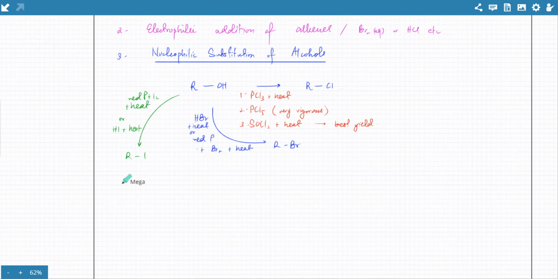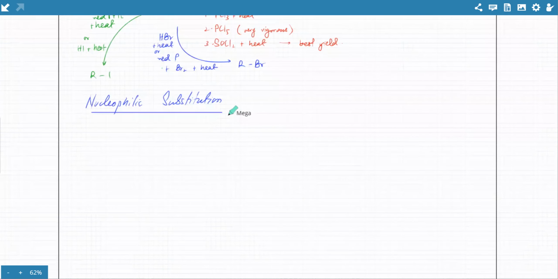Now, the reactions that most halogenoalkanes undergo are called nucleophilic substitution. So, what is nucleophilic substitution? The short form for nucleophilic substitution is SN. N stands for nucleophilic, S stands for substitution. Now, what happens in this reaction?